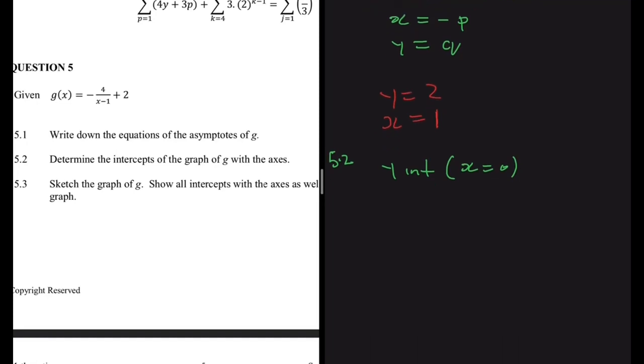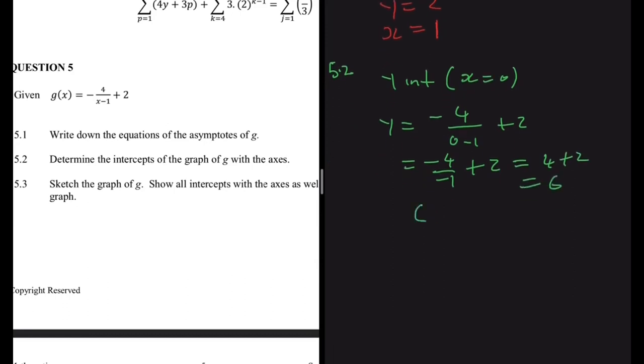So we take our equation g of x and let x be equal to 0, and we solve for y, right? So y will be equal to minus 4 divided by x minus 1 plus 2. In place of x, we put 0 because we want the y-intercept. So we have 0 minus 1 plus 2. So y will be equal to minus 4 divided by minus 1 plus 2. So that will be equal to minus 4 divided by minus 1, that is just 4, plus 2 is equal to 6. So the y-intercept is the coordinate. For x, we know we need 0, and then for y, we have 6. So that is our y-intercept.